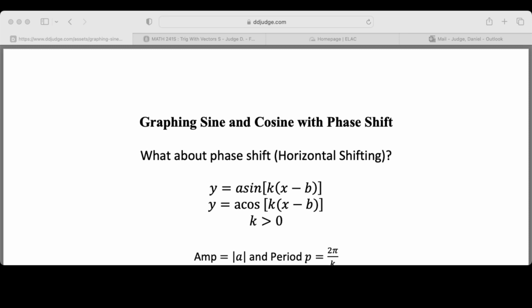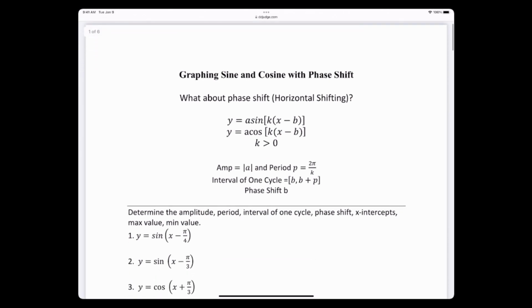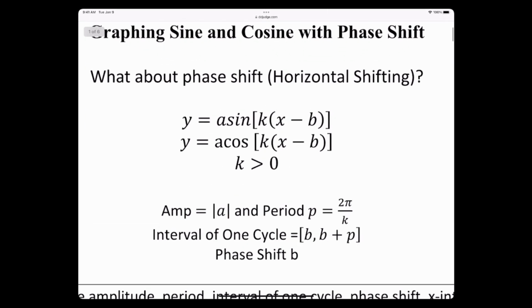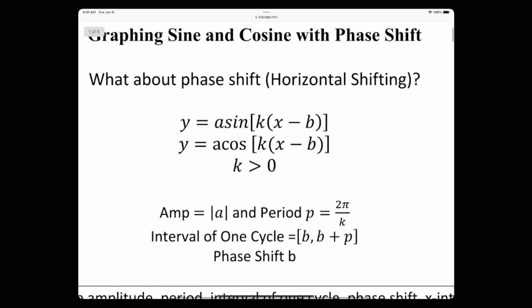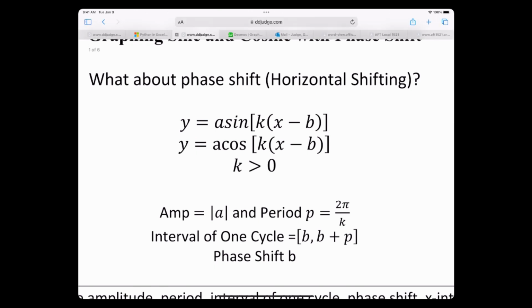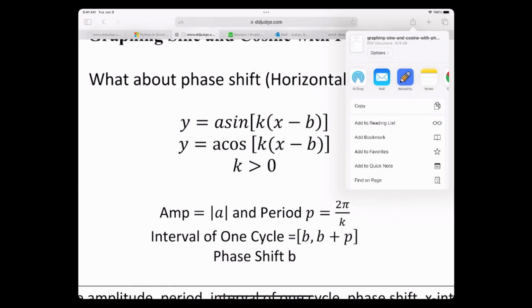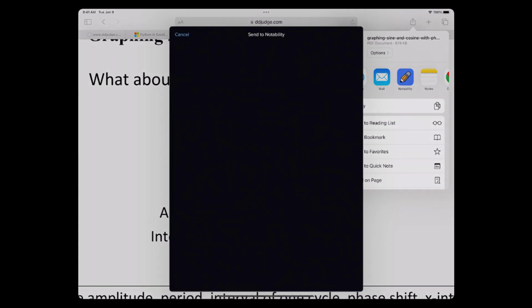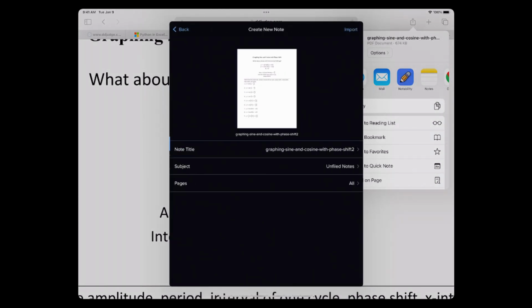I'm going to put this worksheet in the comment section, but I want you guys to see that we've introduced something known as phase shifting here. All right, so you have these equations that look like this. I already see a little typo, that A, really odd. Anyway, let's try to import this into Notability.